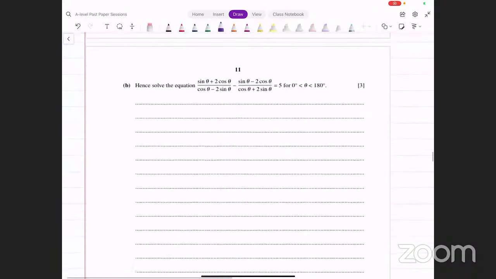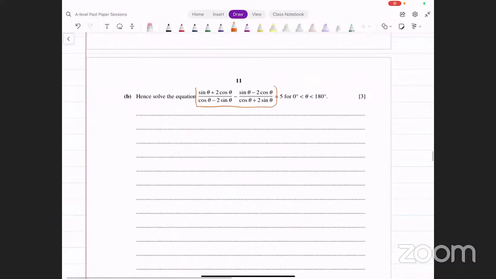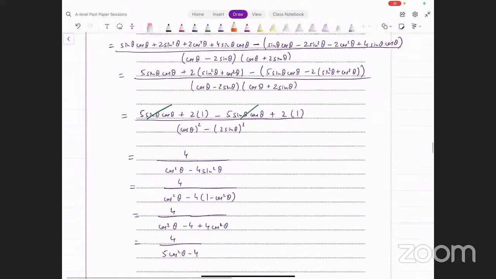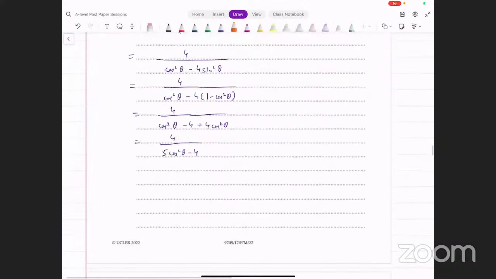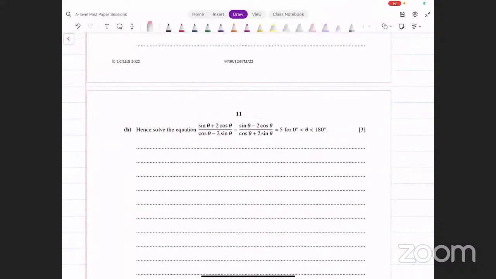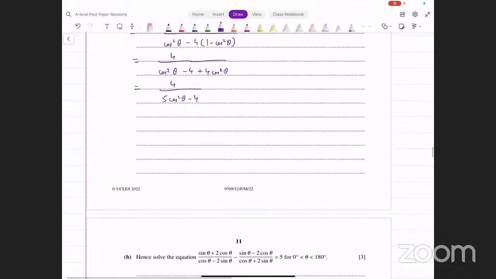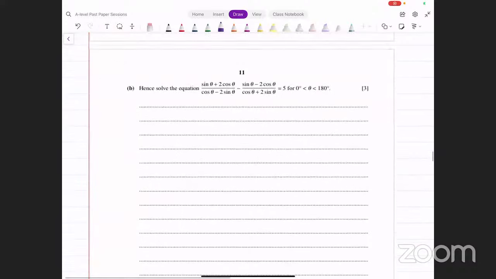अच्छा. Now it says hence solve this equation. Hence solve this equation. Now what's this equation? On the left side, we've got exactly the same thing that we had there. ये हमने प्रूव कर दिया कि ये किसके इक्वल है. This is 4 over 5 cos square theta minus 4. तो इक्वेशन क्या बन गया हमारे पास?